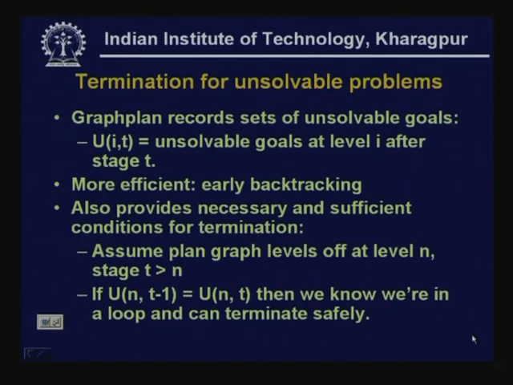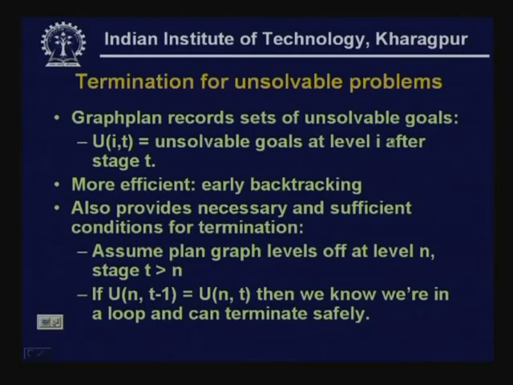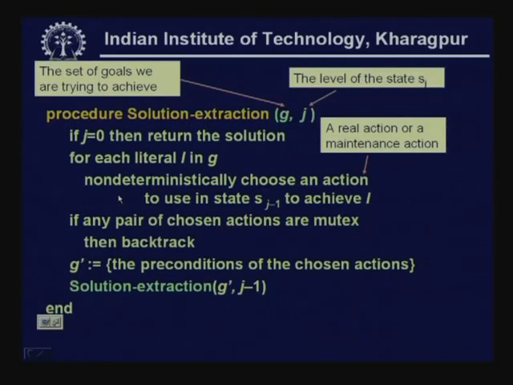Now, how does Graphplan proceed? How long will Graphplan proceed? After some time, Graphplan will find that in the graph expansion phase at level k, the propositions that we have got are the same as what we get at level k plus 1. At that time, we have reached saturation and we cannot expand the graph any further. If we have not found a solution, we stop. Also, Graphplan can record the sets of unsolvable goals, which can make it more efficient.